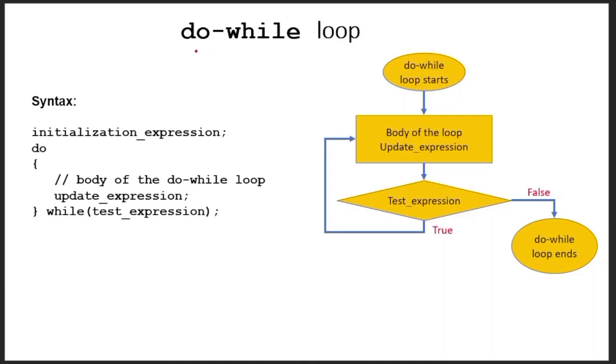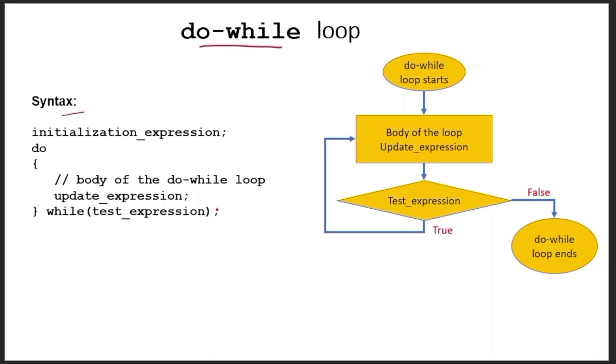In this video, we will see how do-while loop works. So this is the syntax of do-while loop, where first we have initialization expression, do keyword here, then opening curly braces, body of the do-while loop. Then we have update expression in the body of the do-while loop. Then the curly braces closes here, and then we have while, test expression, and then semicolon.